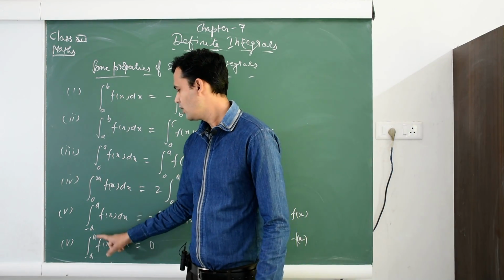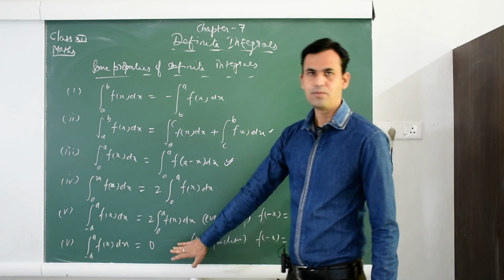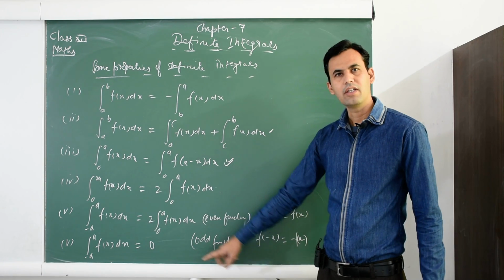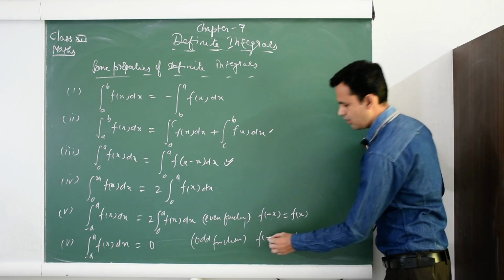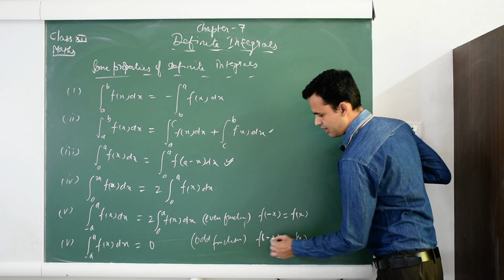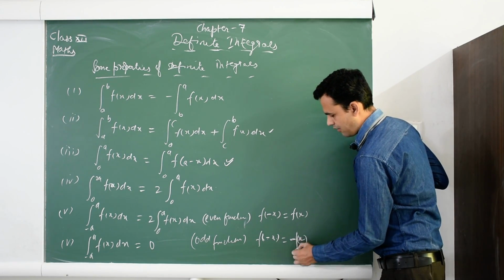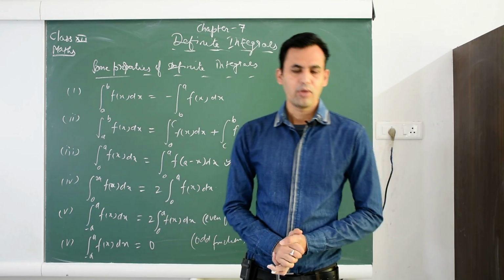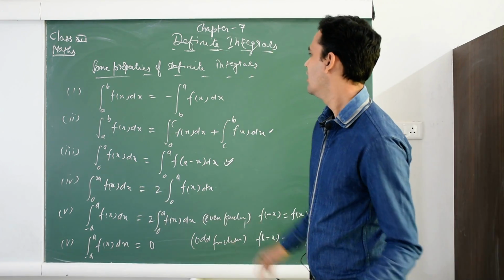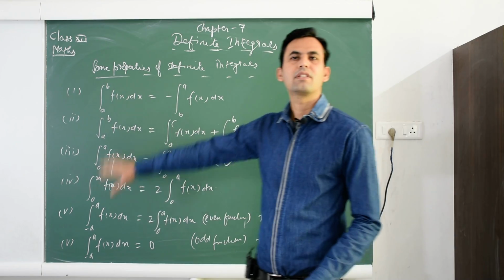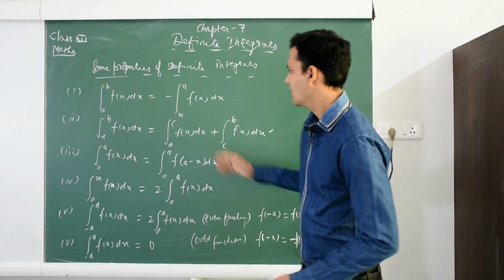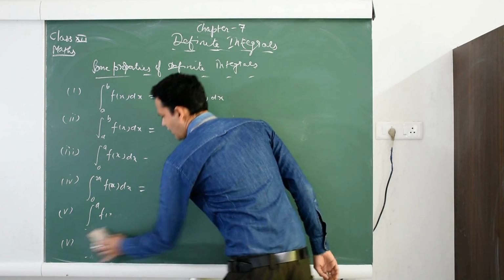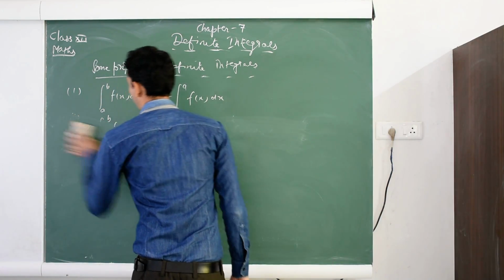And minus a to a fx dx equals to 0. Directly we write 0 if the function is odd. And how we find the function is odd? If f minus x equals to minus fx. So these are the 6-7 properties which are very important, and you can solve any question of 7.11 by these properties. So question number 1 of exercise 7.11.